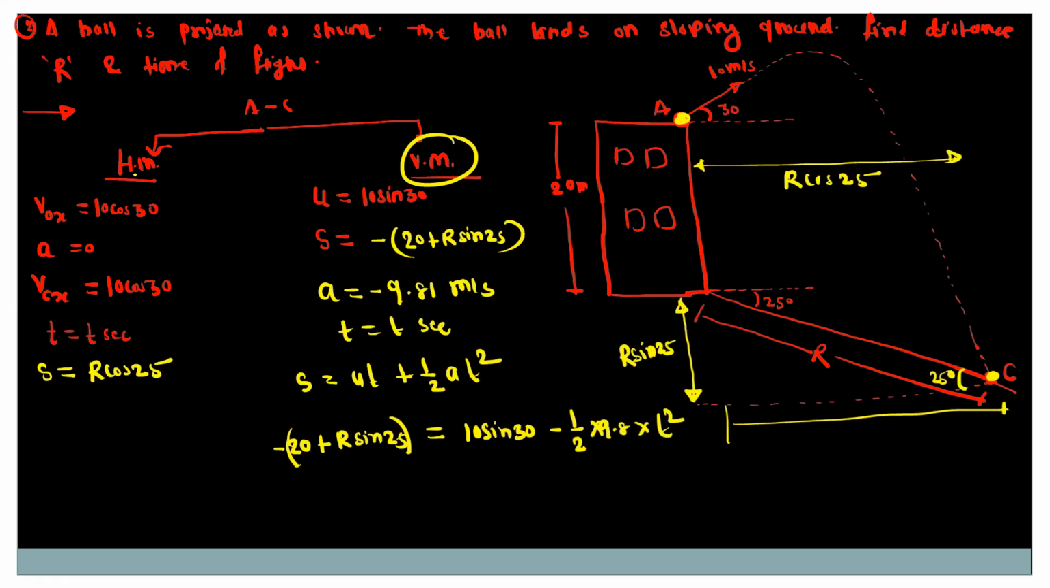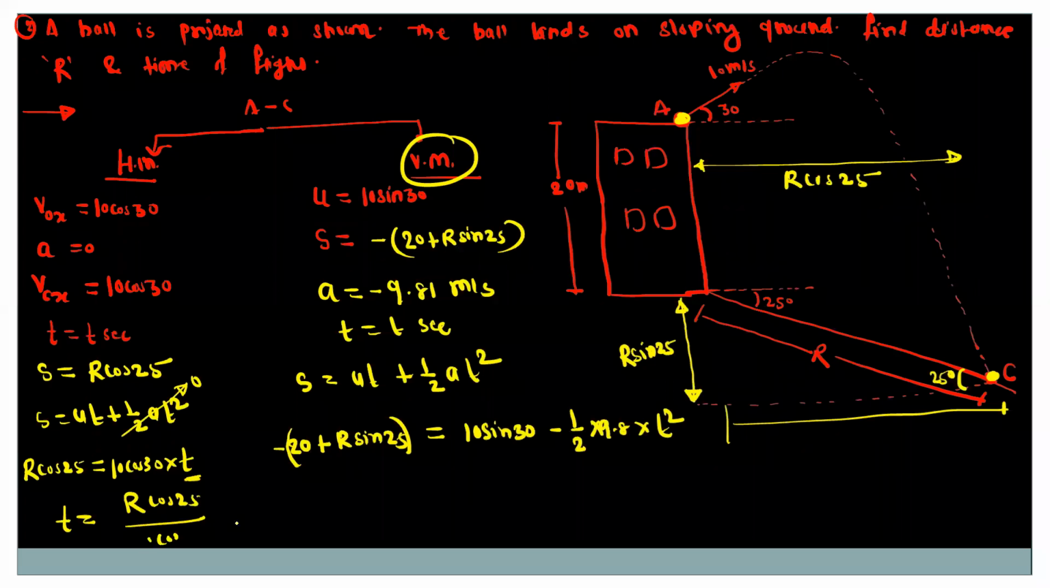Okay, and use the equation for horizontal motion. So S is equal to ut plus half at square. As acceleration is 0, this total term is 0. So displacement is R cos 25. This is equal to initial velocity 10 cos 30 into time, that is t seconds. Okay, so from this equation you can find out the value of t. So t is equal to R cos 25 divided by 10 cos 30.